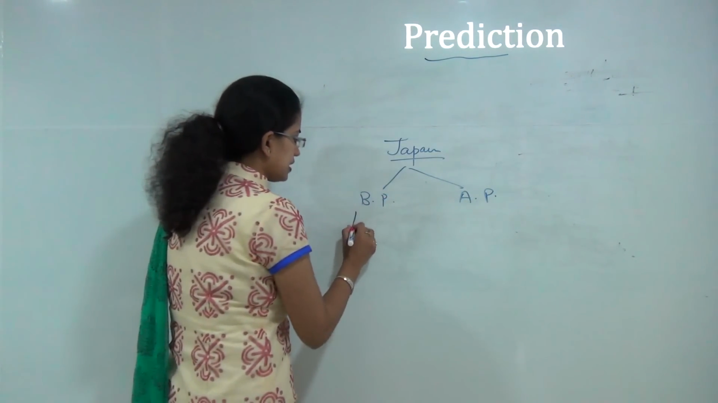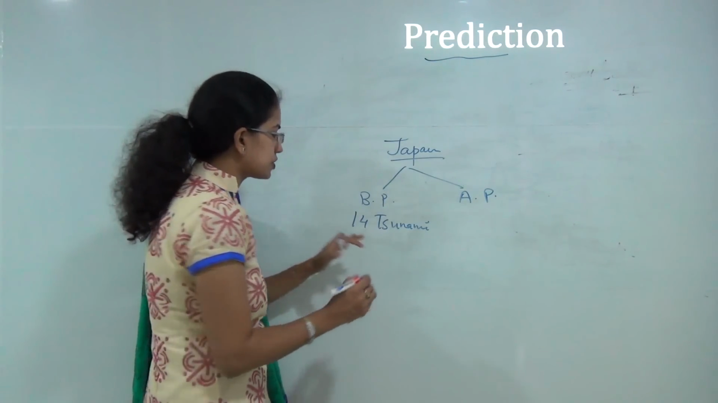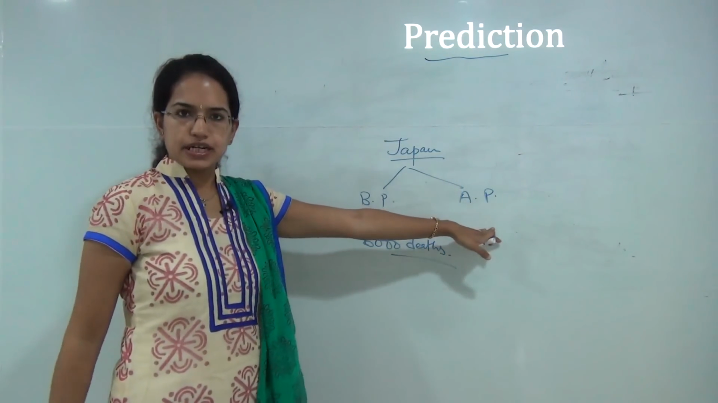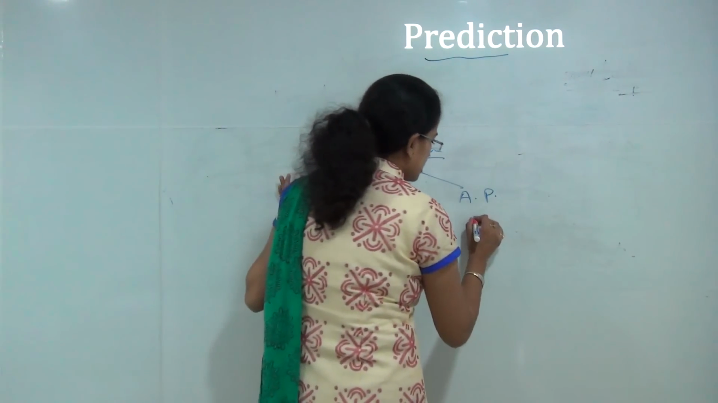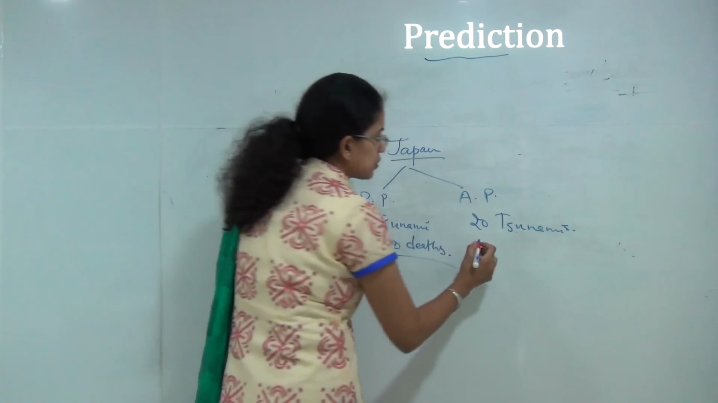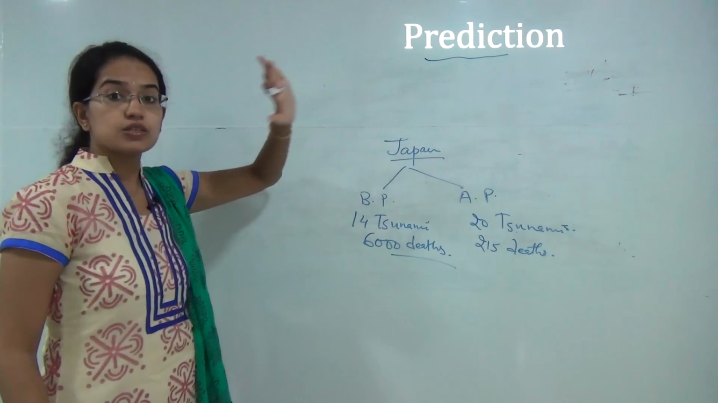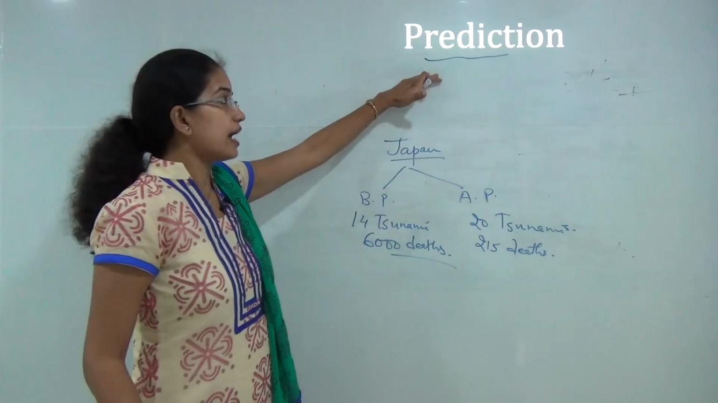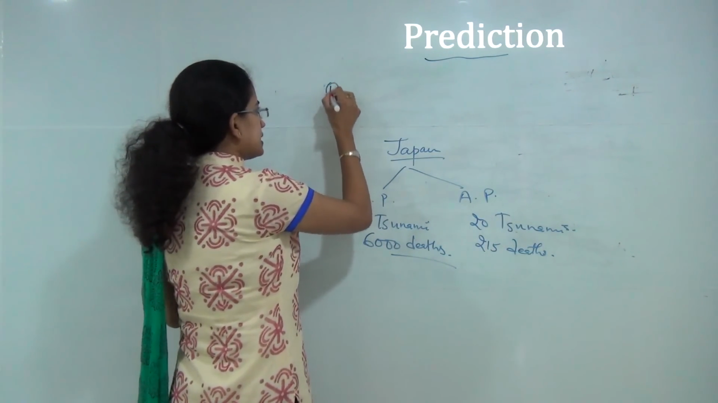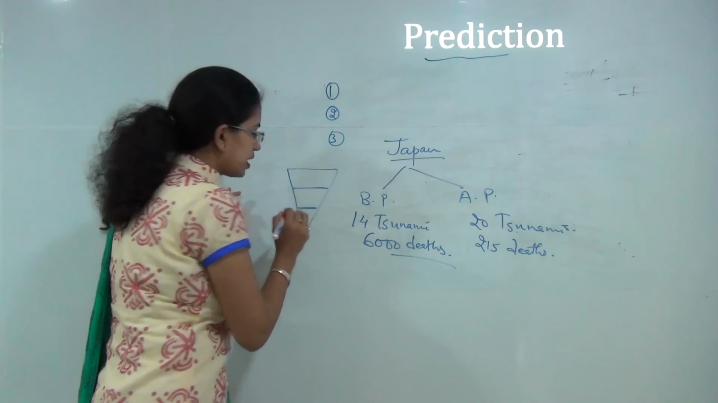So before prediction, there were around 14 tsunamis that hit the coastline of Japan, and these 14 tsunamis led to around 6,000 deaths. However, after the prediction system was installed, there were 20 tsunamis, and these 20 tsunamis led to merely 215 deaths. That means the prediction system is working very well and very strongly, and it's good that we have the prediction system in our go. Now, the prediction system can further be classified as a kind of hierarchy, the largest, the smaller and the least.